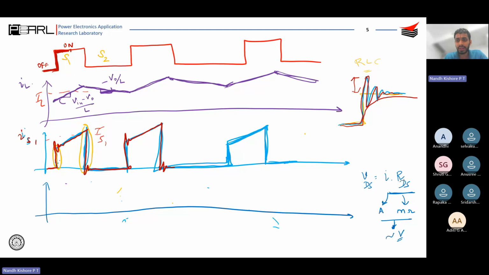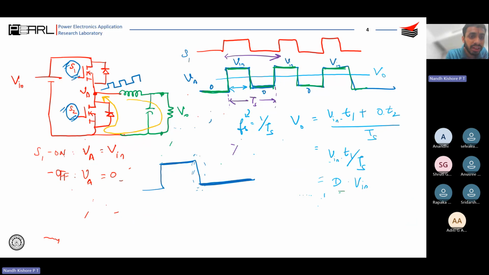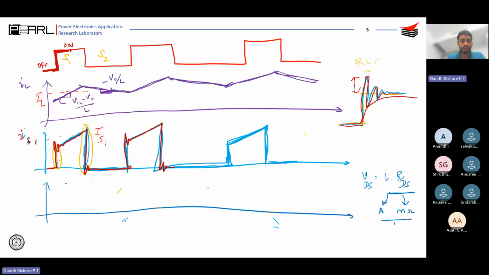Do you understand? When the device is on, the drain source voltage across the device, VDS as I call it, between this point and this terminal, would be I into RDS on. So there would be a very small voltage over here, just above zero.